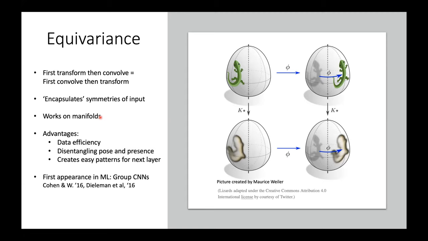The other thing is that it will provide a form of disentangling of your signal, which you could interpret as pose and presence, something that apparently also happens in our brains. There are neurons which encode for the presence of an object irrespective of its pose, and there are other parts of the brain where the actual pose is represented. These capsules can be understood as trying to disentangle presence and pose, where the total activation of your capsule encodes the presence, and the phase, or the angle in the representation, encodes the pose. Finally, equivariance also provides easy patterns for the next layer to latch onto, right?